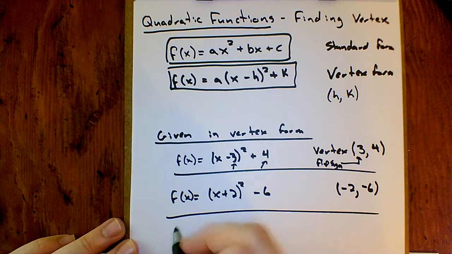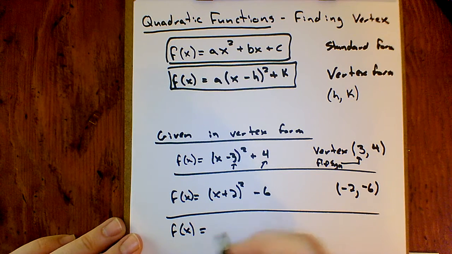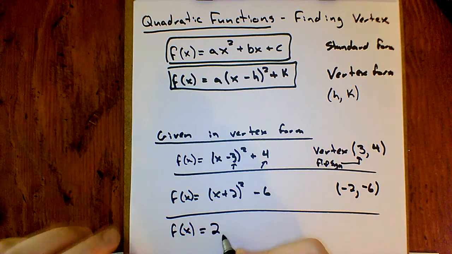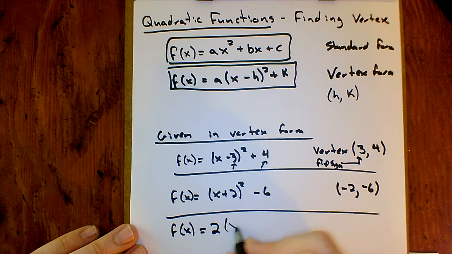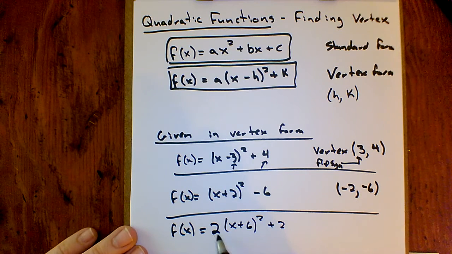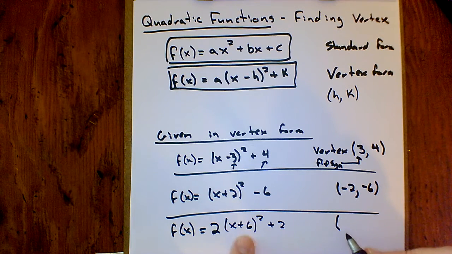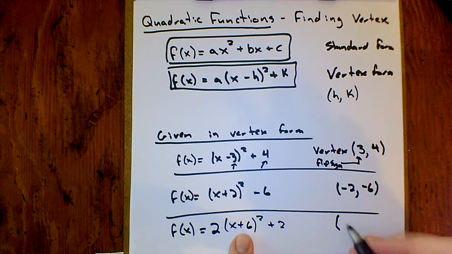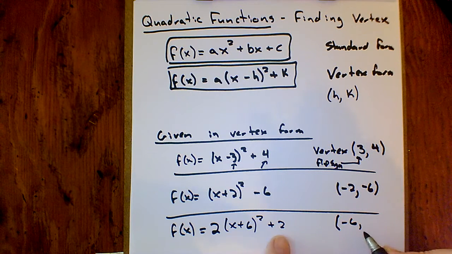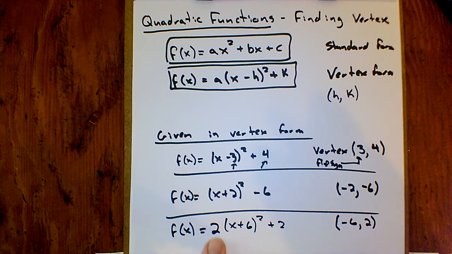All right. Let's do it again. Let's say I've got a function that is, let's do something a little bit different. I'm going to throw in a value of a that isn't just 1. I'll do 2 times (x plus 6) squared plus 2. And you might think that this value would impact this, but it doesn't. It's whatever value is in here with the x. So here, once again, we flip the sign on this term, so this is going to be a negative 6, and my k is going to be a positive 2. Here this a is going to translate to a stretch factor.